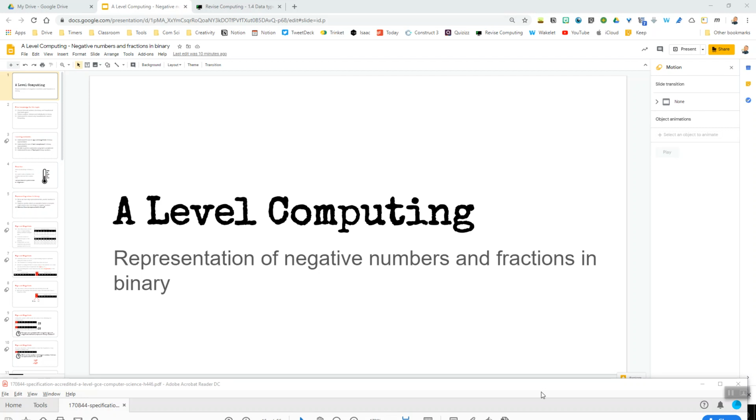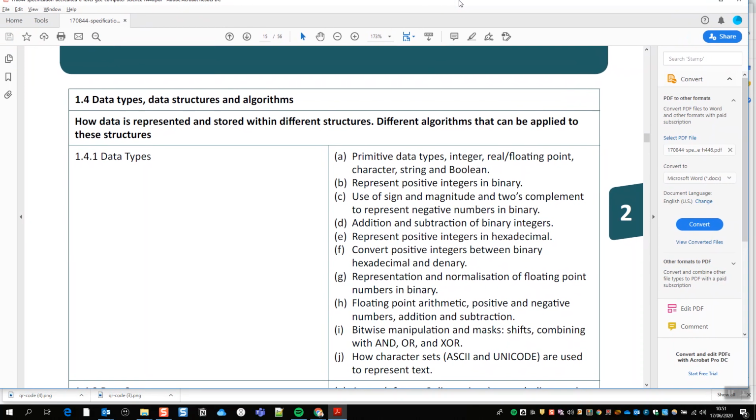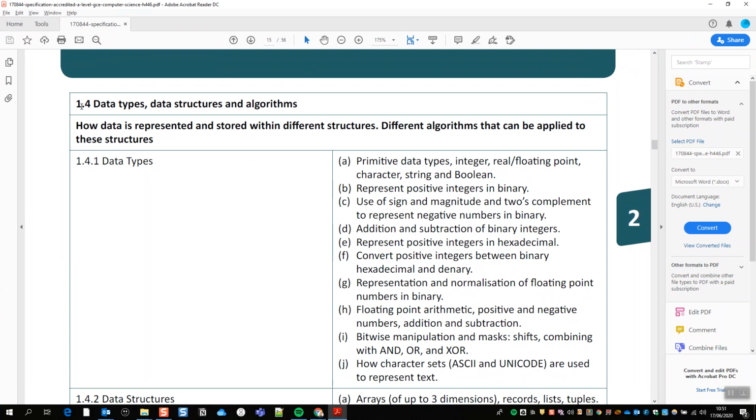Hi Year 12, welcome to our A-level computing lesson on representation of negative numbers and fractions using binary. Just before we start, in terms of where we are in the spec, we're looking at 1.4 now for a few lessons. We'll be doing some of the work from this topic this year, and some of these are Year 13 topics. So we won't be covering all of it by any means.